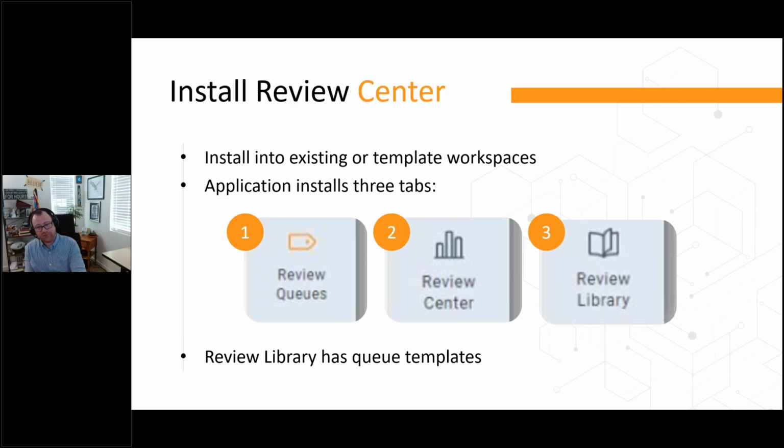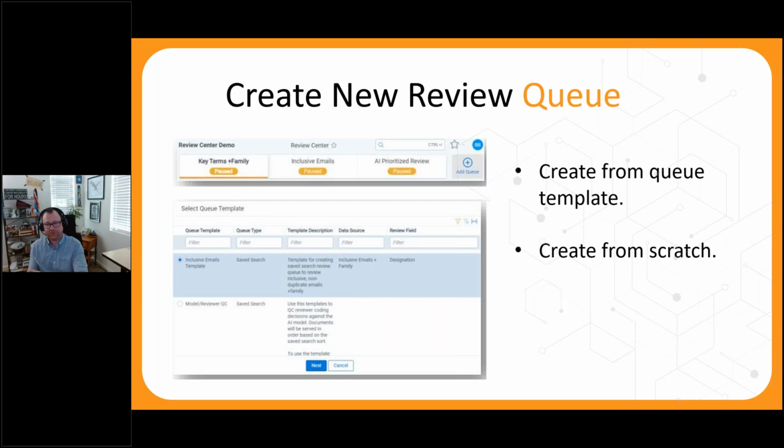Installing Review Center, there are 3 different tabs that you're going to see in Relativity. Review queues is where the reviewers jump in and start reviewing. Review Center is for the administrator, who can see the different queues, the status, and all that great information. And then the review library has some of the template information that's available to you, so you don't have to create it from scratch. To create a new review queue, you're going to click add queue in the upper right-hand corner of the picture that you see there, and you're going to be able to select the queue template that you want.